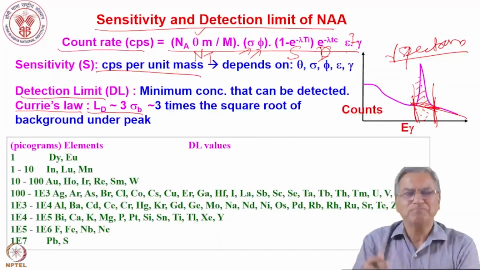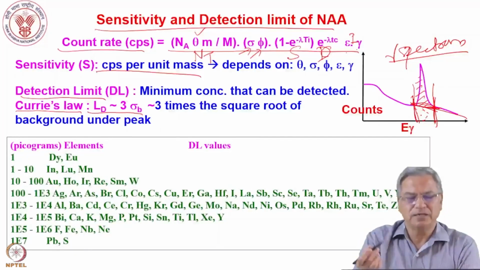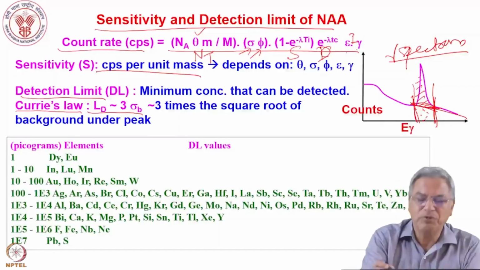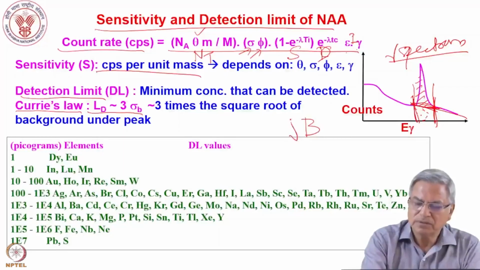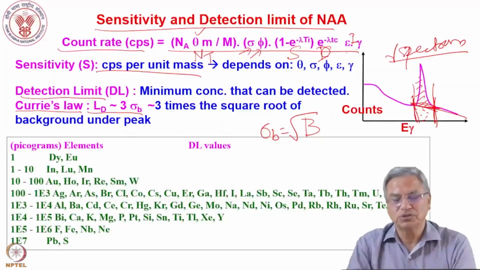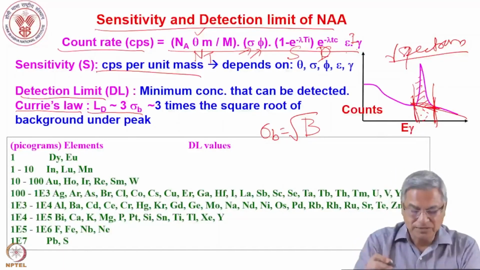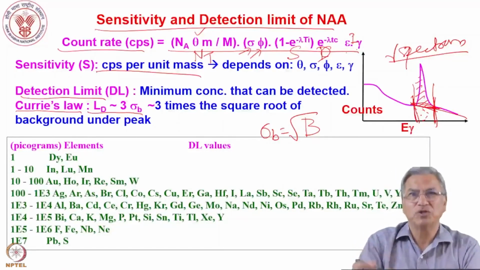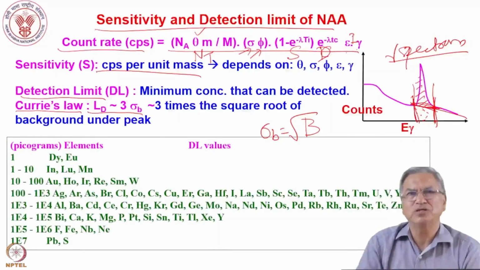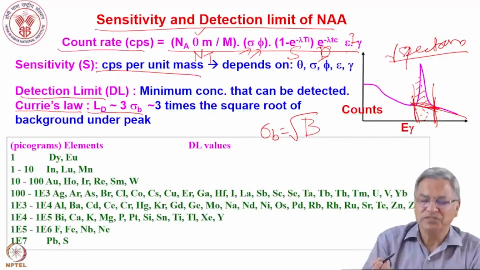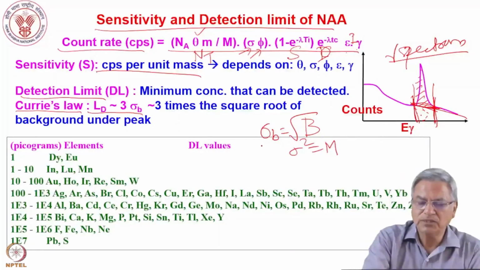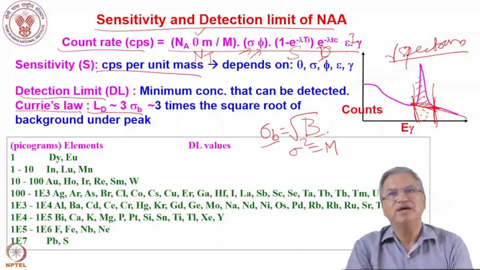Now 3 sigma of what? Of the background count. Sigma b means the standard deviation of the background count. So suppose you have b counts in the background, sigma b is the square root of the counts, because variance is equal to mean. When you are doing gamma ray or any radiation counting, they follow Poisson's distribution. And in Poisson's distribution, variance is equal to mean. That means sigma square equals mean, and so the standard deviation is equal to the square root of the mean value.